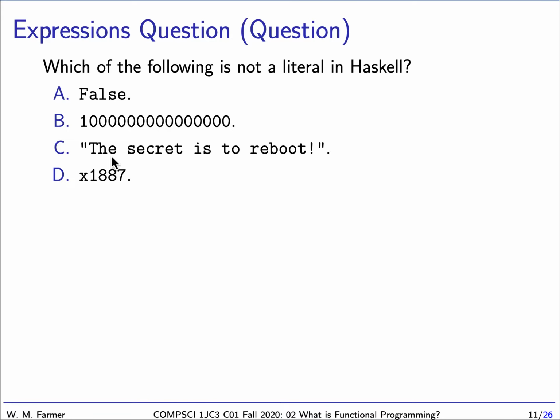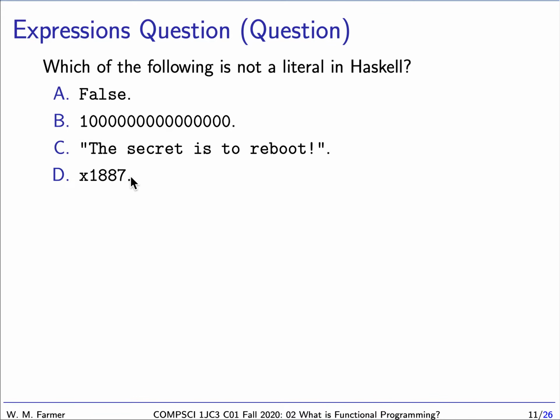Okay, now that you're back, we can go through each of these and see that false is a literal. The value of false is false. The value of this expression, which really represents a numeral, is the number represented by that numeral, which is some big number. I'd have to figure it out. I have to count how many zeros are here. The third thing is a literal because it denotes the string, particularly the string "the secret is to reboot."